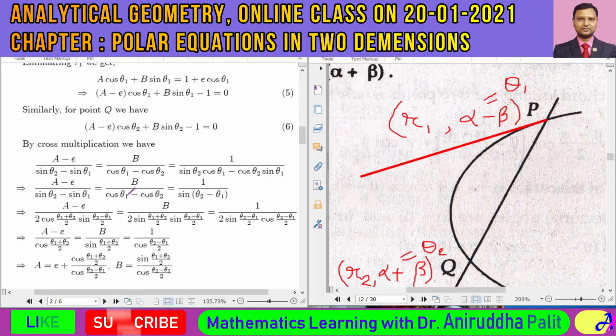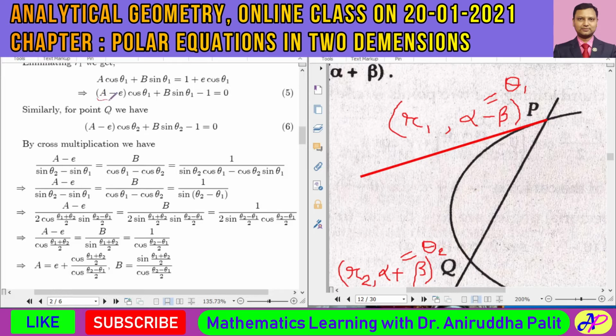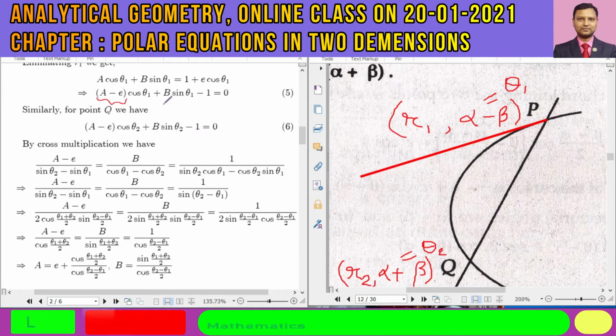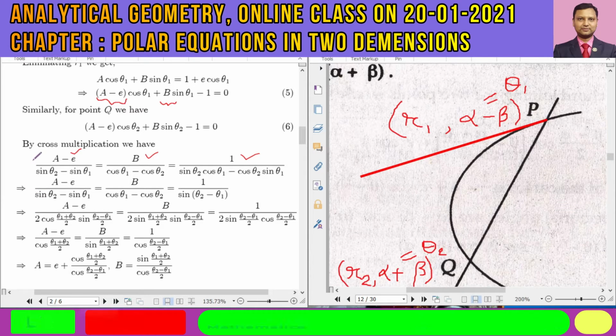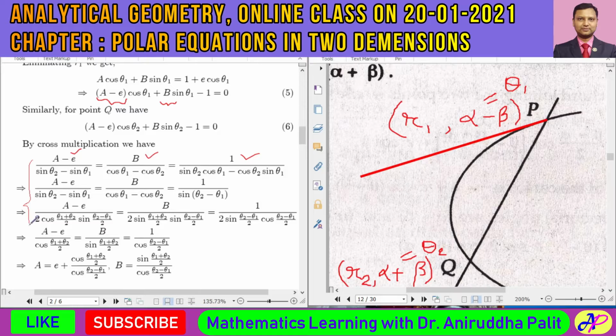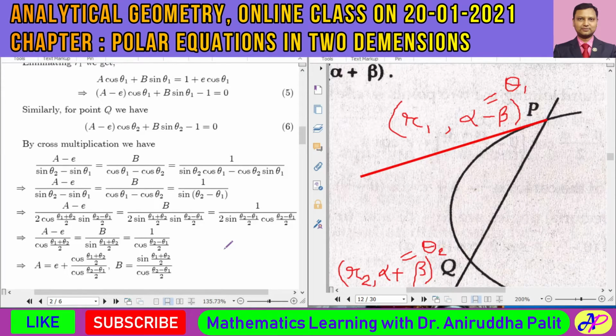So by cross multiplication, we can consider this A minus e as a variable, and this quantity B as another variable. So we put A minus e and B over here, and the remaining constant term is put over here. I'm not showing this detailed computation. I would make this file available in the Google Classroom. You can go through the detailed computation. I'm leaving this detailed computation for you because this is a kind of trigonometric computation that you would generally deal with in class 11 and 12.